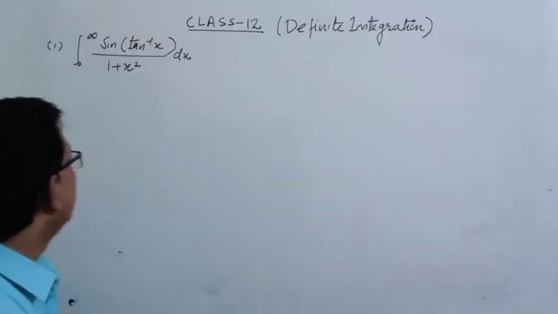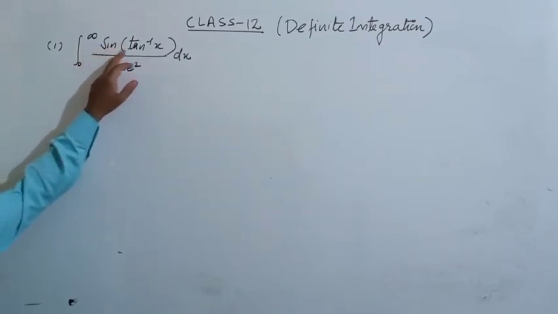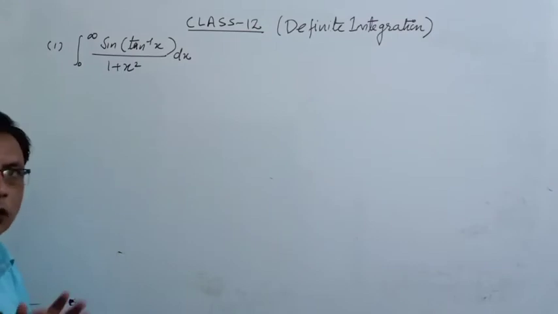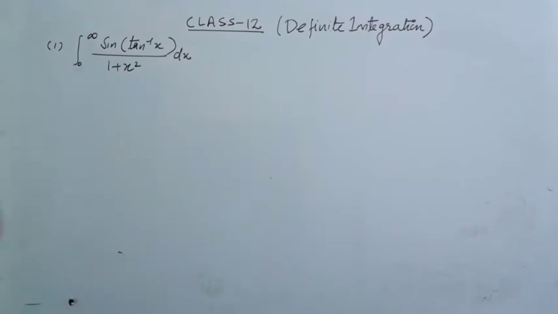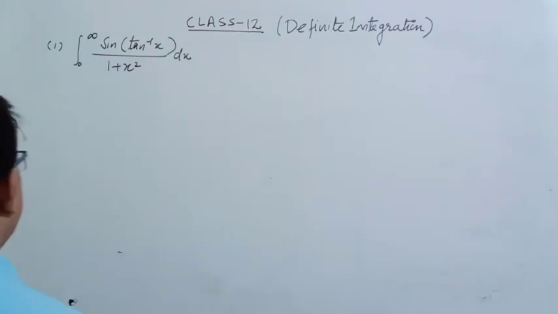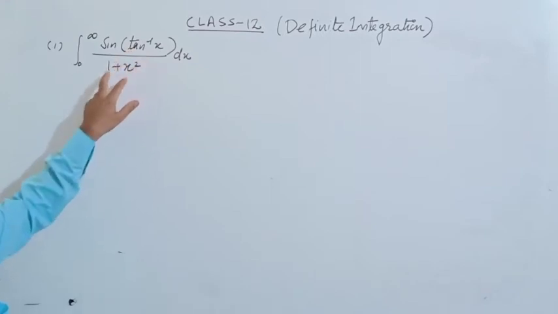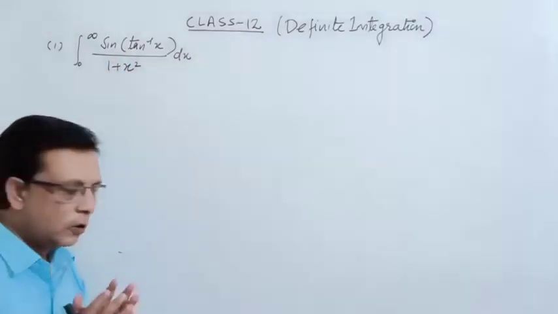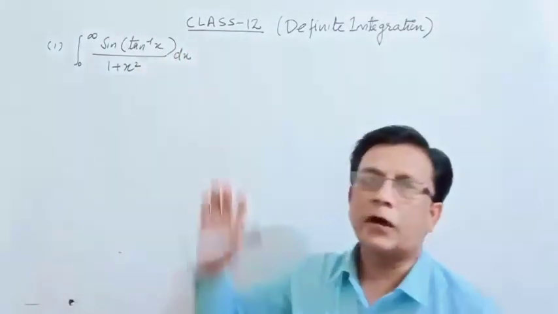Definite integration. We are first going to solve this problem. Here the problem is the integral from 0 to infinity of sin tan inverse x upon 1 plus x square. How will we find the value of this integration? In this question, we see that the derivative of tan inverse x is 1 over 1 plus x square, which is present. So in the substitution method, we consider tan inverse x is equal to t.